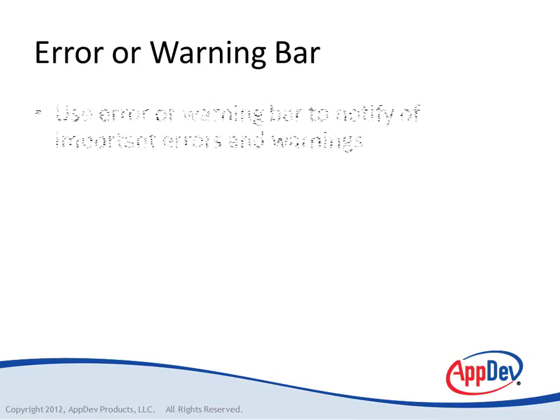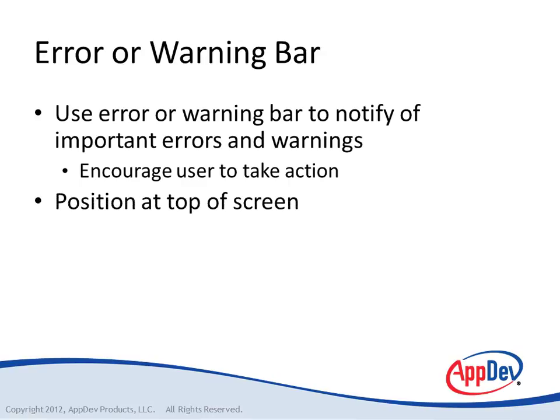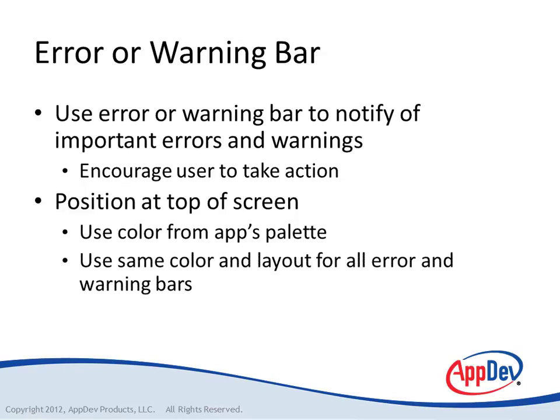You can use an error or warning bar to notify of important errors and warnings. This would encourage the user to take an action. You position this at the top of the screen. You'll want to use a color from your app's palette, whatever you're using within the application, and you want to use the same color and layout for all error and warning bars. You'll probably want to create a procedure that displays all your error messages.